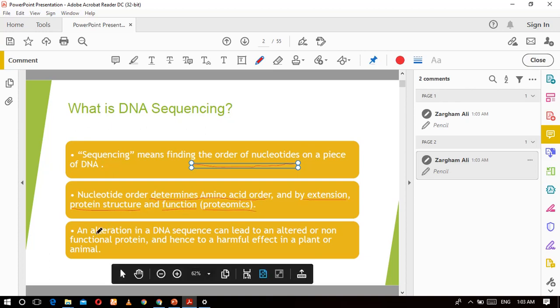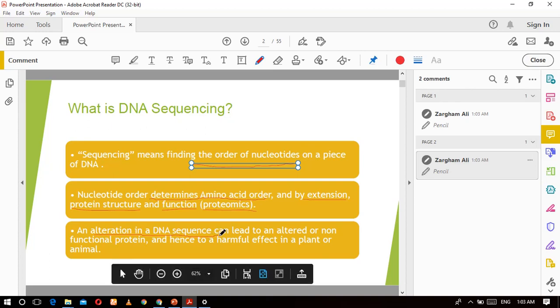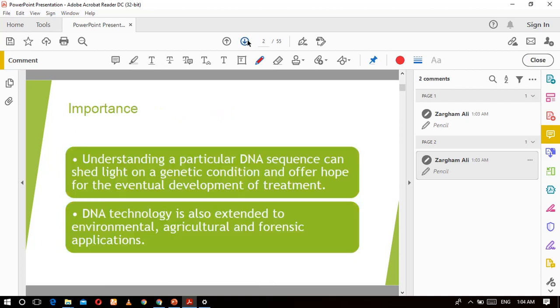DNA sequencing is very useful, as an alteration in the DNA sequence can lead to an altered or non-functional protein, which has a harmful effect on animals or plants also. A DNA sequence is very important, as if we don't know the DNA sequence, then we won't be able to tell whether some kind of disease is due to mutation or something else.